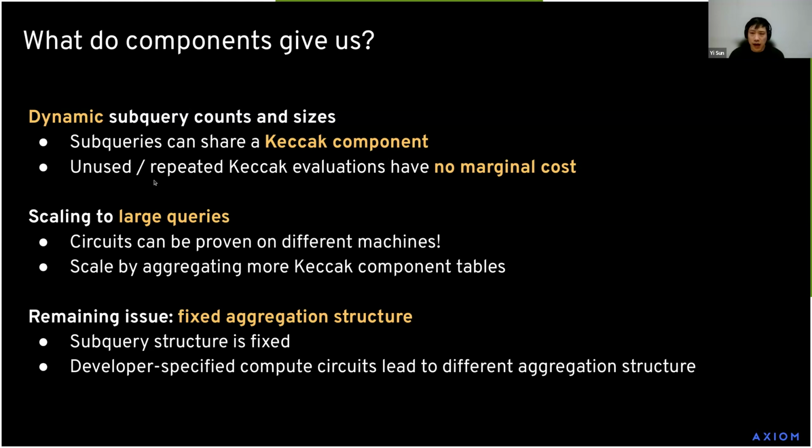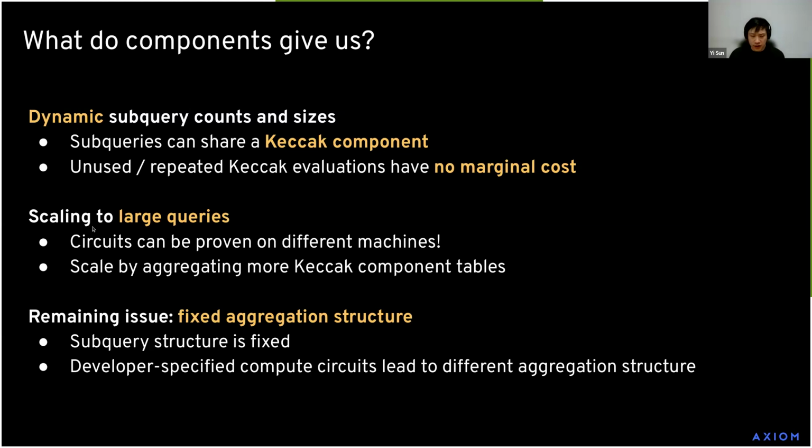And further, if we allocate space for subqueries, let's say an account proof or a storage proof that we end up not using, then the evaluations of catch-act that they do are going to be repeated. And in this case, we don't actually repeat the row in the catch-act component table. We just have one row for that evaluation. And that means that actually the unused and repeated evaluations impose 0 marginal cost for us. And that means that we can actually have dynamism with very low overhead.